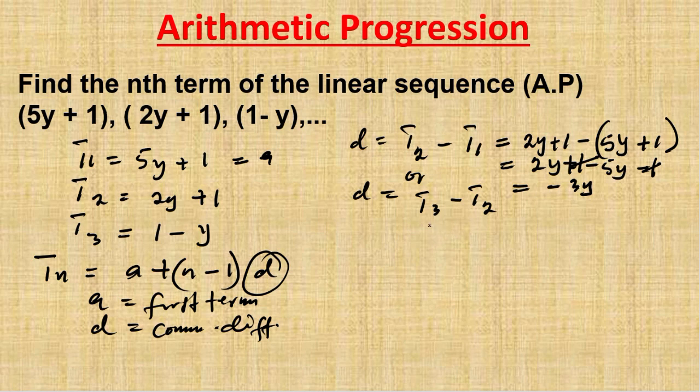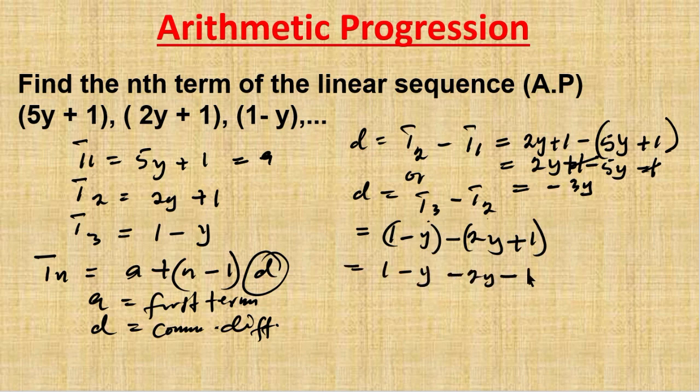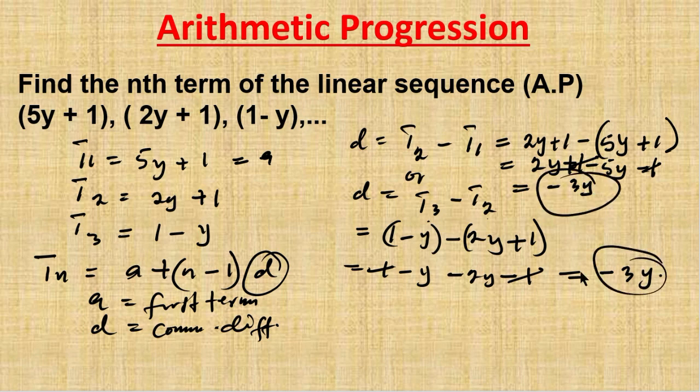Now let's check it out on t3 minus t2. We should get the same thing. So that t3 minus t2 will be the same thing as 1 minus y minus (2y plus 1). That will be the same thing as 1 minus y minus 2y minus 1. 1 minus 1, that's 0, equals minus 3y. So obviously, my difference in both cases is minus 3y. So I can comfortably substitute minus 3y in place of d.